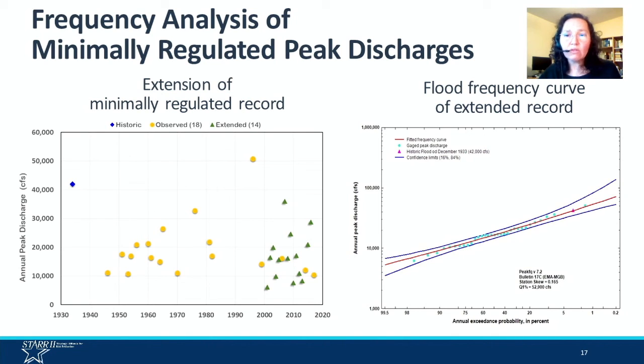After record extension, 14 events were added to the observed 18 minimally regulated events at McKenna. We also added a historic event from December 1933, which had an estimated peak of 42,000 CFS, and until 1996 was the largest flood observed in the area. The resulting flood frequency curve showed excellent fit, as you can see on the screen. It also showed the December 1933 event well aligned with the 96 event.